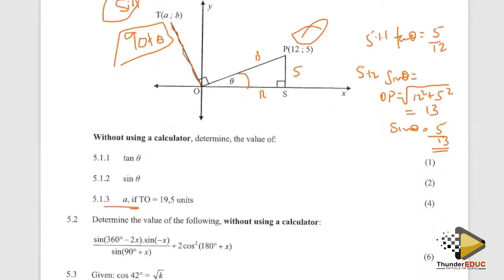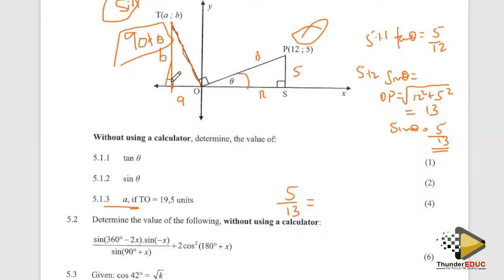So what we do, we're going to get this sine, which is 5 over 13, is equal to, if I complete this triangle here, A is somewhere here, which is the x, and then B is this y value.